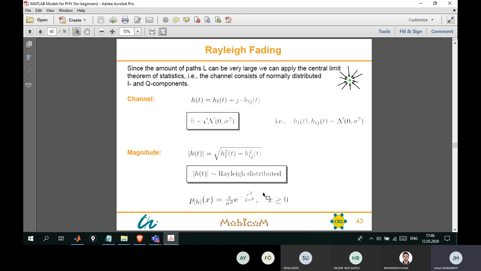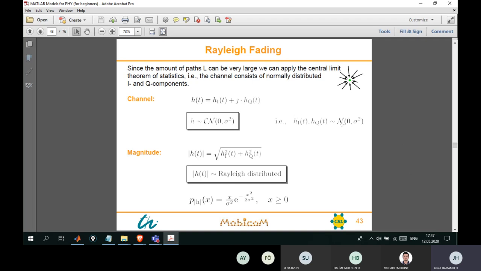We also explained in some detail the Rayleigh fading model, and we said the channel h is modeled as a complex number, with an in-phase and a quadrature component. The in-phase component is modeled as a complex Gaussian, normal distribution. The zero represents the mean of the Gaussian distribution, and sigma square represents the variance. We all know how to write the Gaussian distribution: one over the square root of 2 pi sigma square, multiplied by the exponential of minus (x minus mu) squared over 2 sigma square. You can get the distribution from the internet or from textbooks. It's very famous.